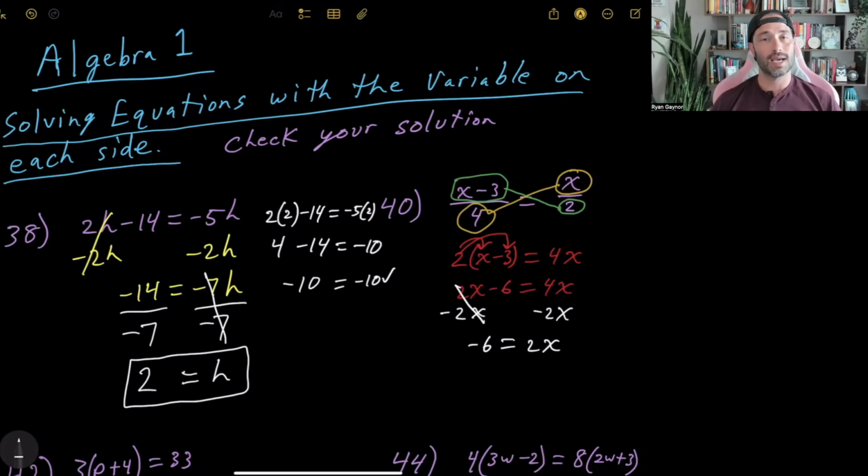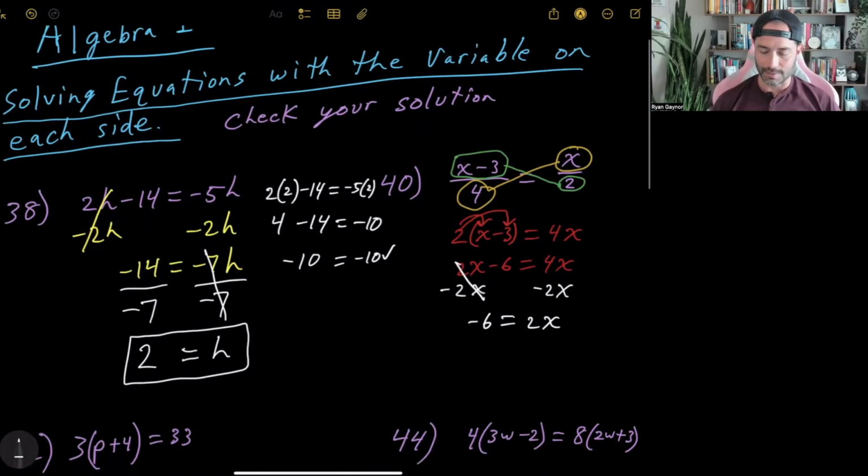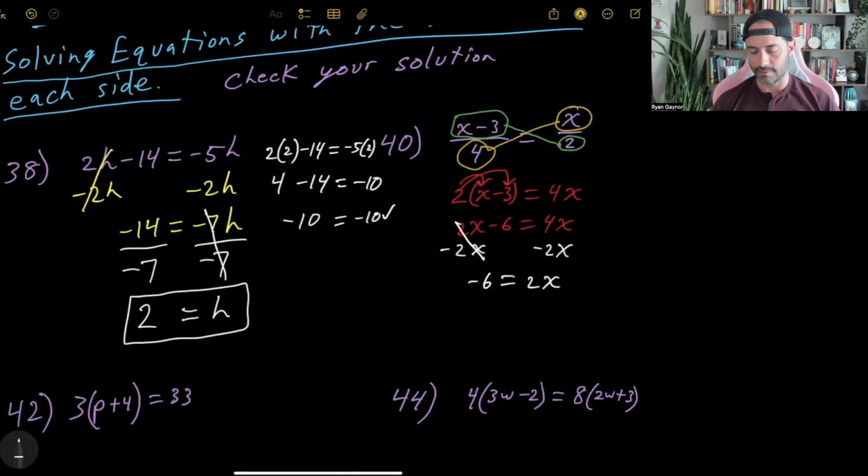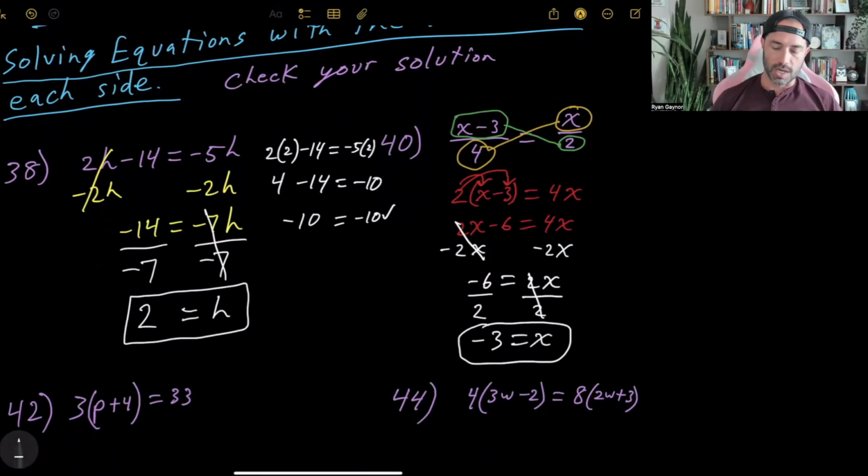2x means 2 times x. I have to do the opposite of that now to get the x by itself, right? To isolate it. So we do the opposite. What's the opposite of multiplication? That is division. Divide by 2, divide by 2. We get negative 6 divided by 2, that's negative 3 equals our x. And we box it up.